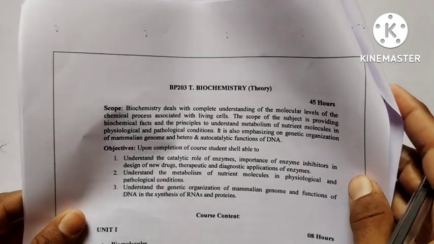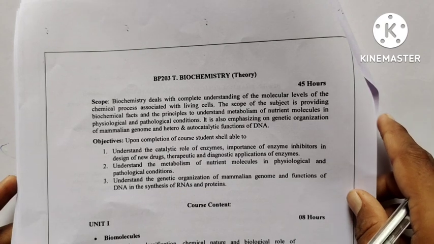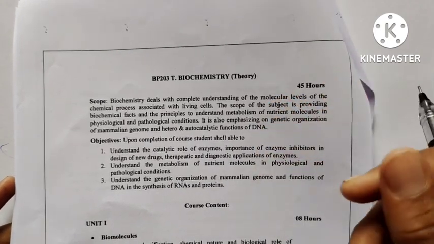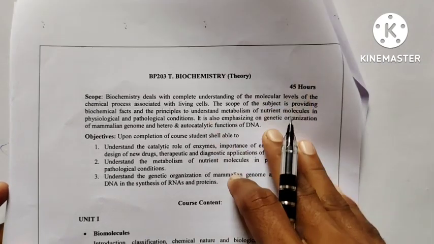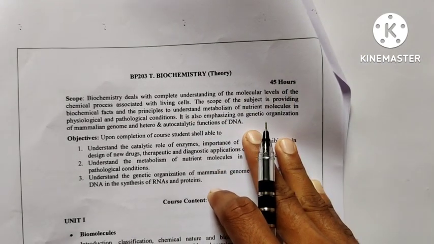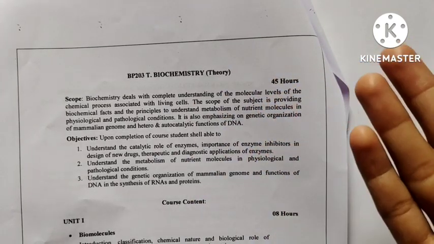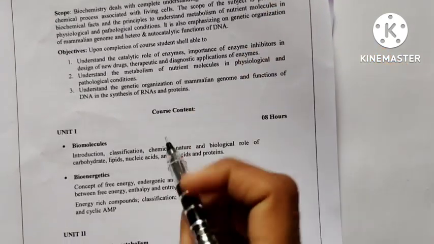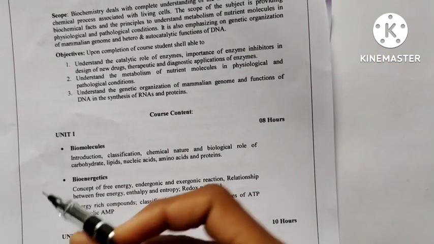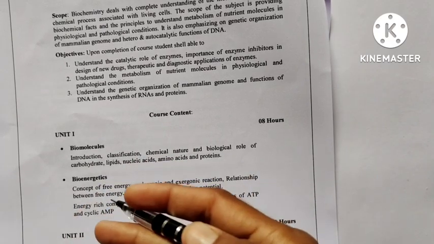Now biochemistry. Here we will deal with the molecular level of the chemical processes associated with living things, living cells. This is a new subject for you second semester students. Here you will study nutrient molecules, metabolism, functions of DNA, and synthesis of DNA. In unit 1, biomolecules: introduction, classification, then the role of carbohydrates, lipids, and nucleic acids.